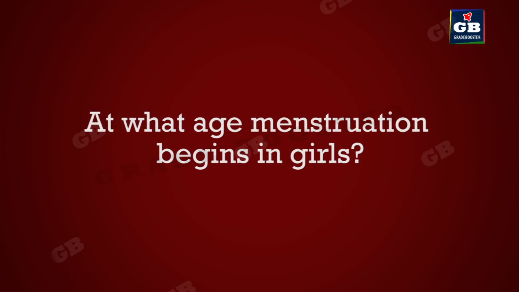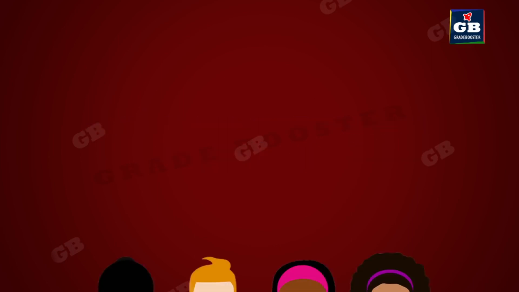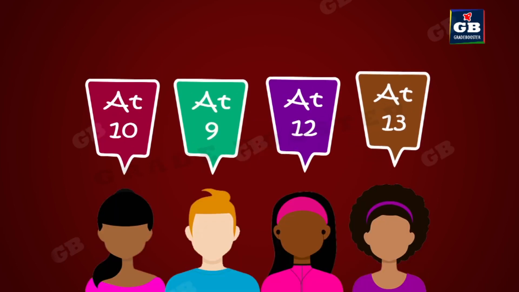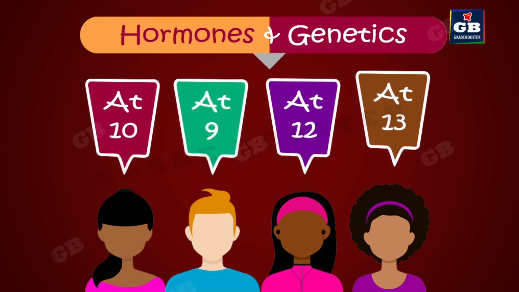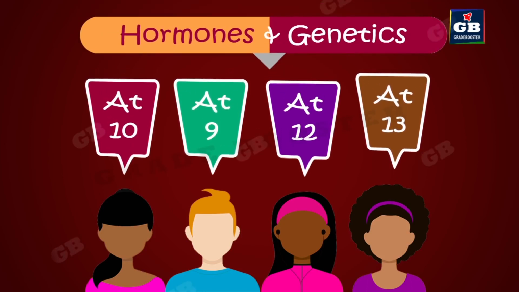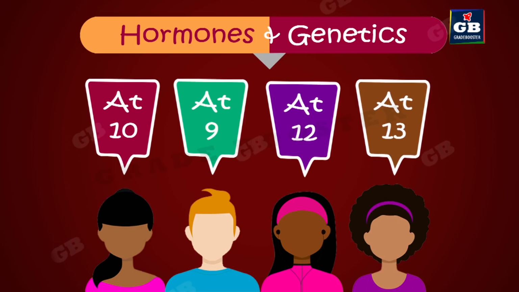When does menstruation begin in girls? A girl can start her period any time between the ages of 8 to 15. It all depends on the genetics and other factors. This is all about the menstrual cycle.